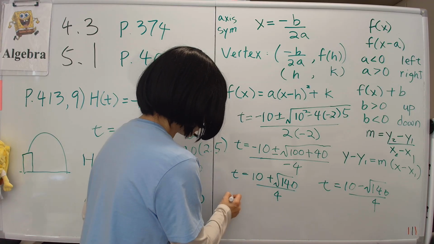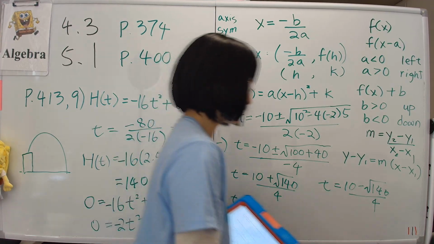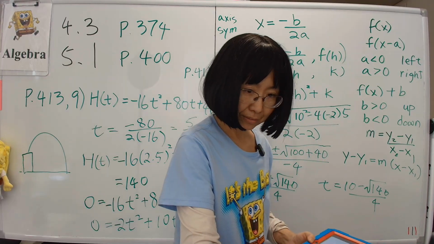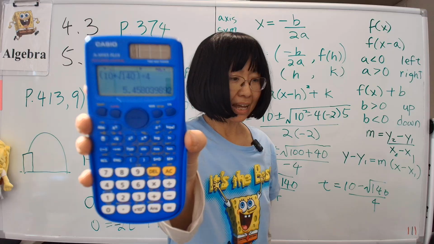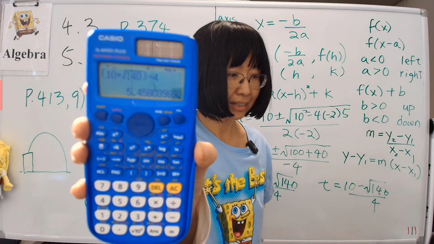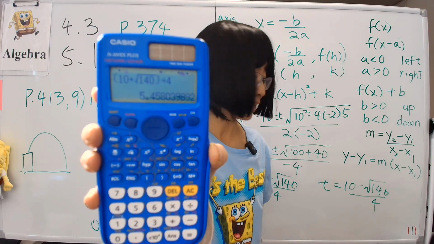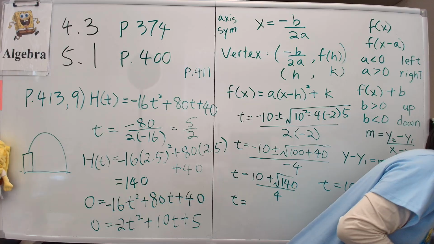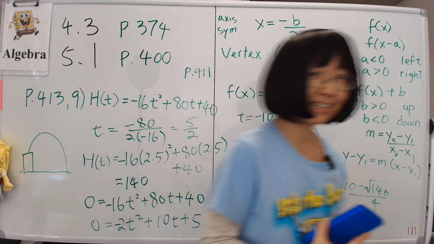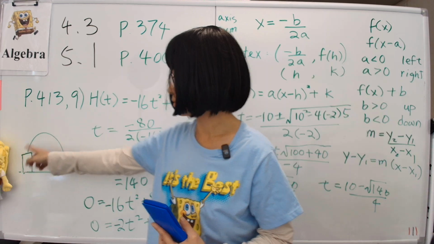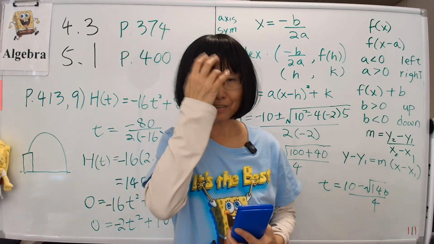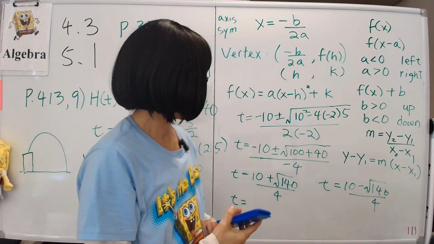Let's calculate it out with a calculator. Okay. All right, so I push it into the calculator, and it says that it equals 5.458, which according to the book is what the book says, okay? And as we mentioned, the other time doesn't matter because that's the before, and we don't care about before. We only want to know when it hits the ground later.